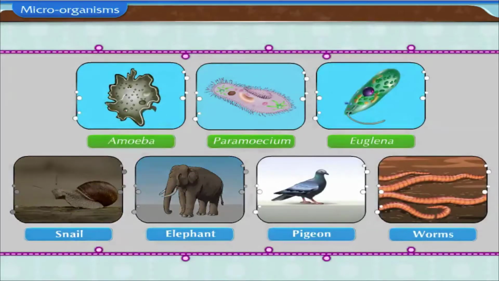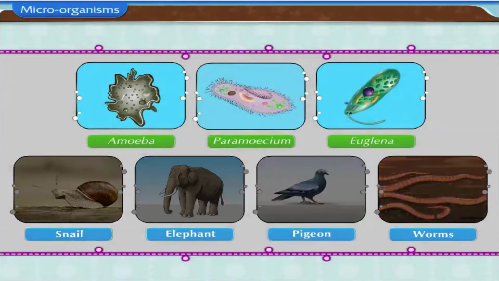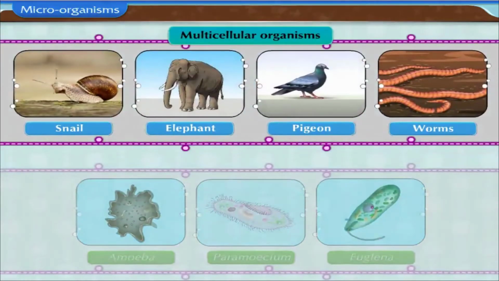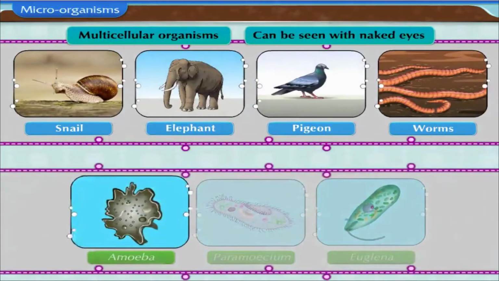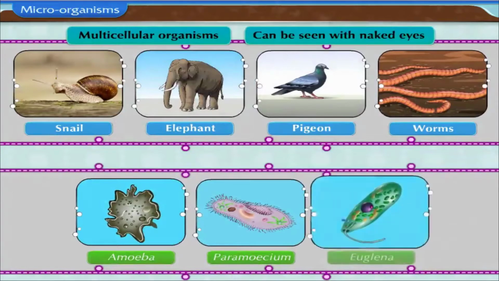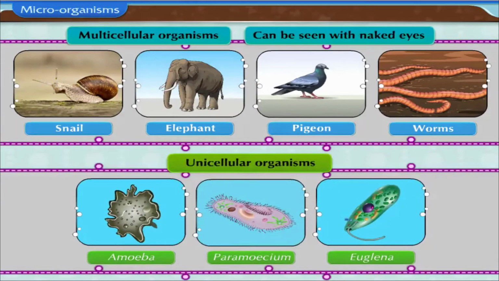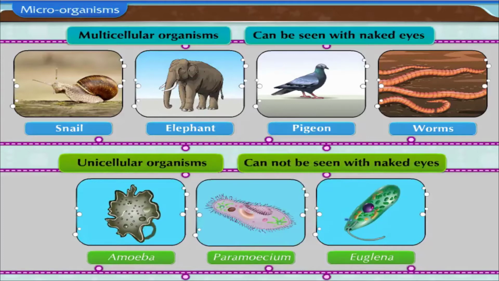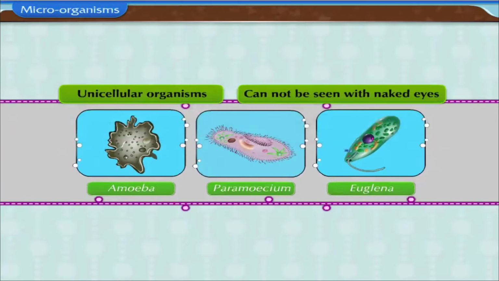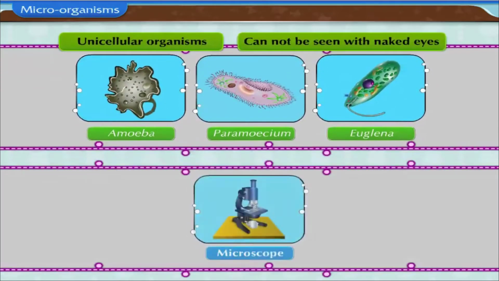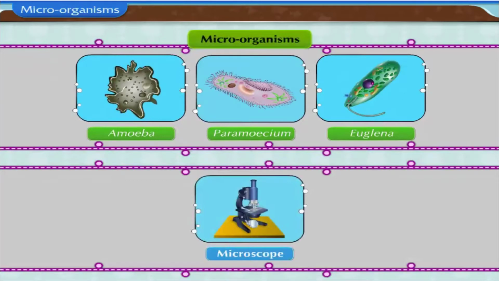Yes, snail, elephant, pigeon, and worms are multicellular organisms which can be seen with naked eyes. On the other hand, amoeba, paramecium, and euglena are unicellular organisms which cannot be seen with naked eyes. Organisms which cannot be seen with our eyes but can only be observed under a microscope are called microorganisms. Come, let us learn about microorganisms in detail.